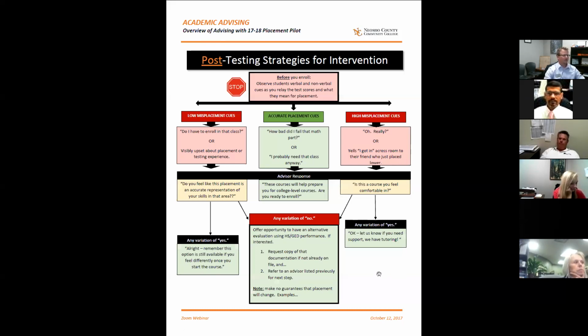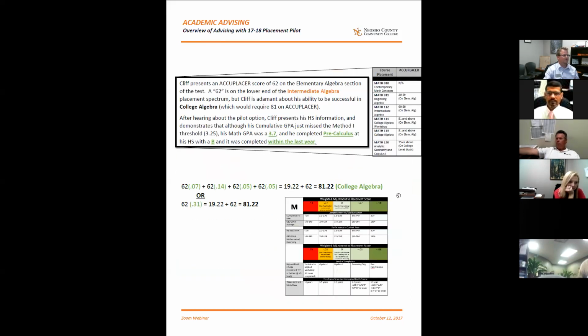So one important note here, when you're visiting with a student, make no guarantees that the placement will change. One thing that we've found in a lot of the samples that we've run is that a student's score may change a couple of points in one direction, but it may actually solidify them in that range. So they may have a positive 4 or 5 point adjustment to their score, but in the case of the student that we saw a little bit ago, that may move them from a 62 to a 67, which is still an intermediate.